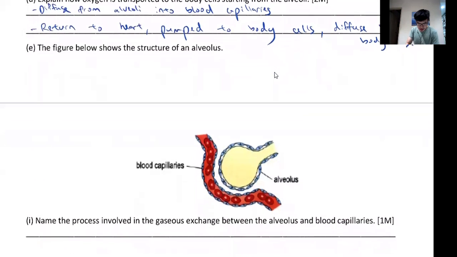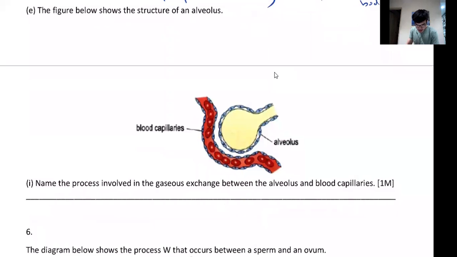Okay, so E shows, name the process involved in the gaseous exchange. So what's the process of giving oxygen and taking out carbon dioxide? This is called diffusion. Okay, 渗透, diffusion. It's like when you take a piece of cloth, you put it on water, the cloth starts sucking up water, that's diffusion. So gas works the same way.